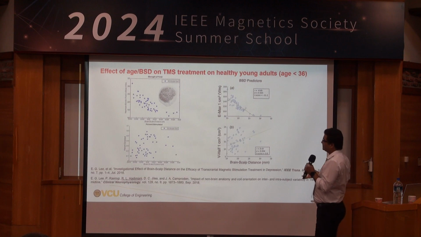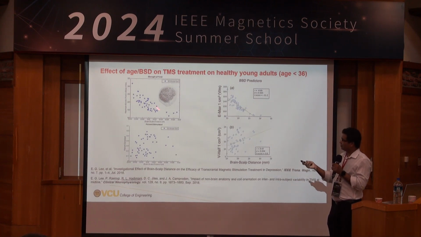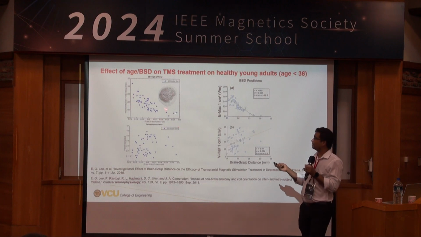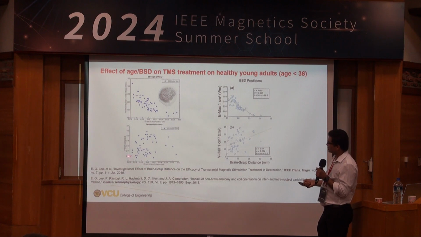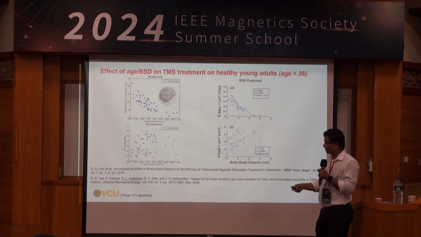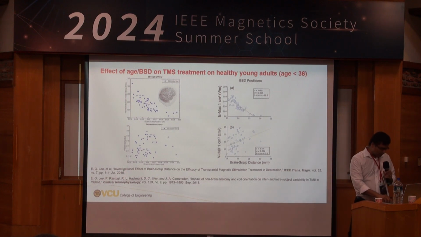So it is important to know the brain-scalp distance, or important to determine the dose in the form of RMT. So this is what it shows. As the brain-scalp distance increases, the percentage of the brain volume stimulated increases for the 150 volt per meter threshold E field.